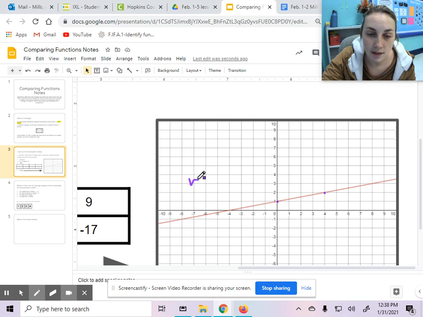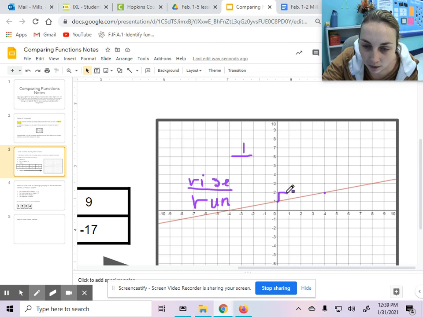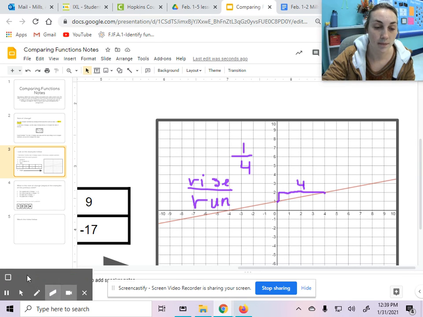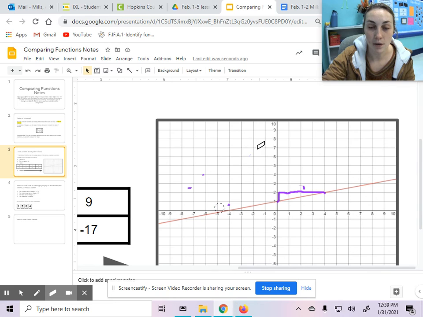And again, slope here is rise over run. So it's always going to be a fraction. And how much I rise from my left point to my right point is going to be my numerator. And how much I run is going to be my denominator. So from my left point to my right point, I rise 1 time. So my numerator is 1. And then I'm going to run 1, 2, 3, 4 times. And my denominator is 4. So the slope or the rate of change of this problem is going to be 1 over 4.